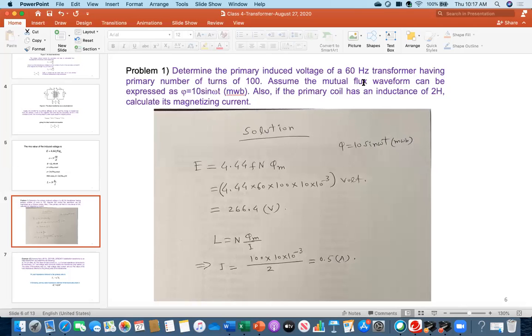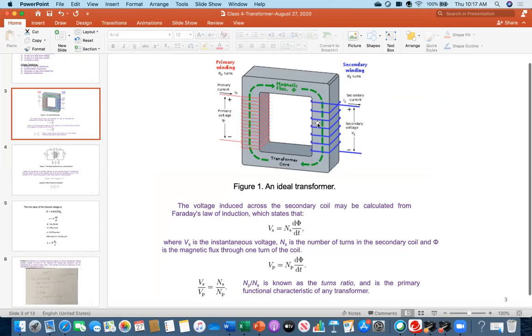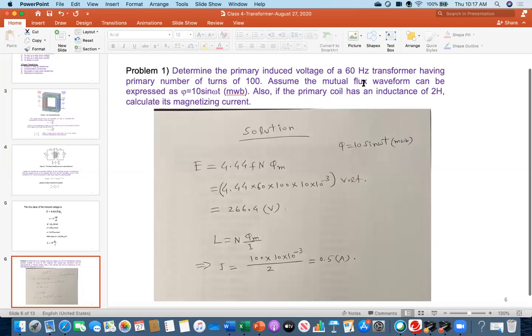So here it says the mutual flux waveform. Mutual flux means actually this flux. It is called the mutual or the common flux because the same flux is linking both the primary and secondary coils. Therefore, sometimes instead of just magnetic flux, it is called the mutual flux or the common flux. That's why it is said here. Mutual flux waveform can be expressed by this one. Now you see the main question is the very first line: determine the primary induced voltage.